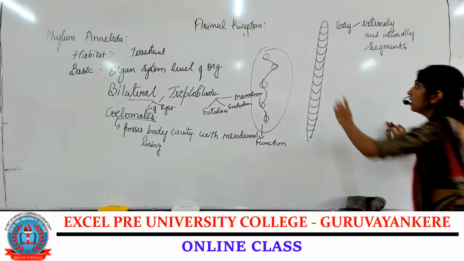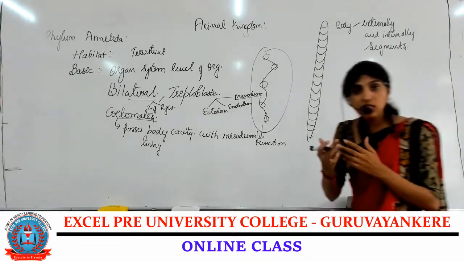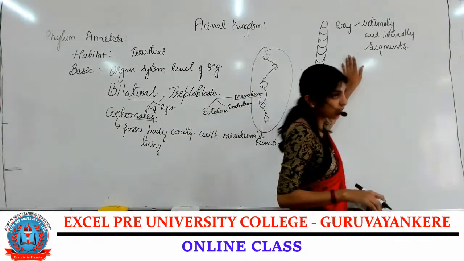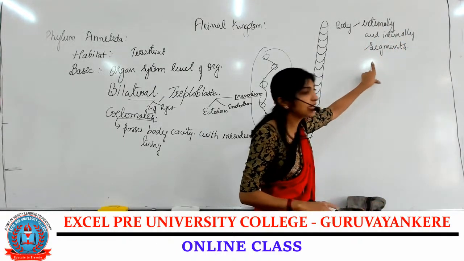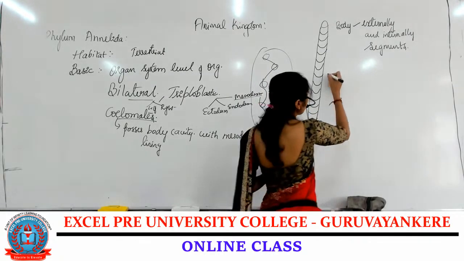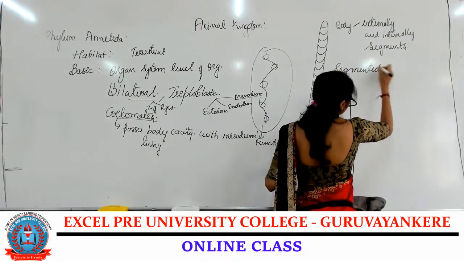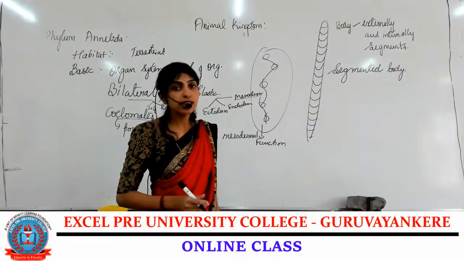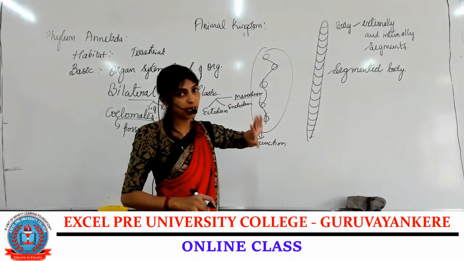What happens here? The body of an organism is both externally, what is the meaning of externally? Outside. Internally, inside. If the body of an organism is externally and internally divided into segments, then we call that a segmented body. So what type of body do they have? They have a segmented body. Their body has particular segments, that is, it is externally and internally divided into segments.